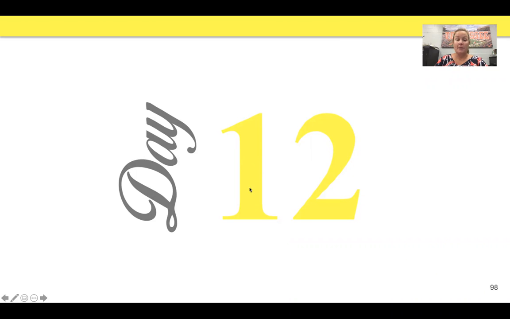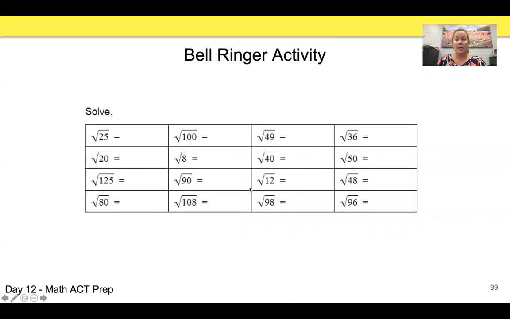Today we are going to be working on our bell ringer, which is solving square roots. But when you do these, please do not simply put them in your calculator and give me a decimal point. If you're giving me a decimal point, that is incorrect. You should be simplifying the square root. So, for example, if it's the square root of 8, you should be giving me 2 times the square root of 2.